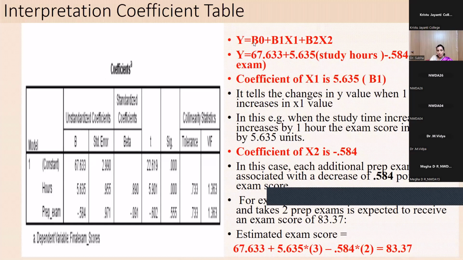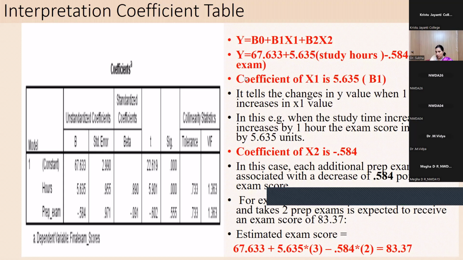So through this equation result, you can see the beta naught value and the x1 value. What is our x1 variable here? Study hours. What is our x2 variable here? Preparatory examination, right? The coefficient of x1 is 5.635, that is beta 1. So whenever study increases by 1 hour, the exam score increases by 5.635 units.